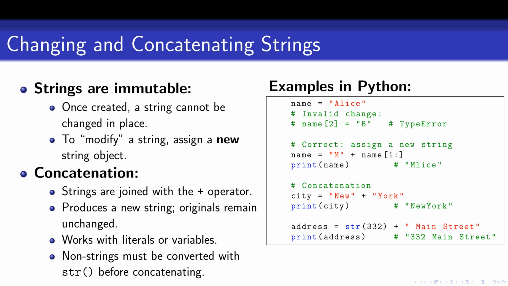Concatenation doesn't modify the originals. It produces a new string. You can concatenate string literals or variables, and you must convert numbers to strings first using str before combining them. The slide examples illustrate these principles by creating new strings and building addresses from numeric and text parts.